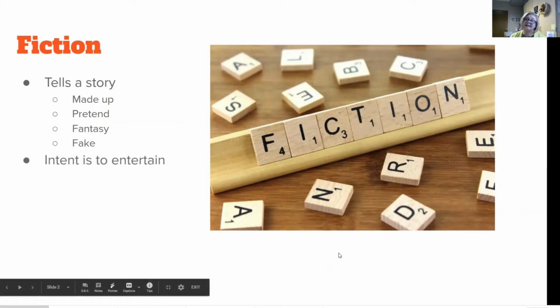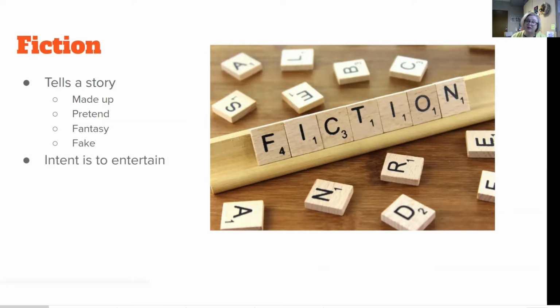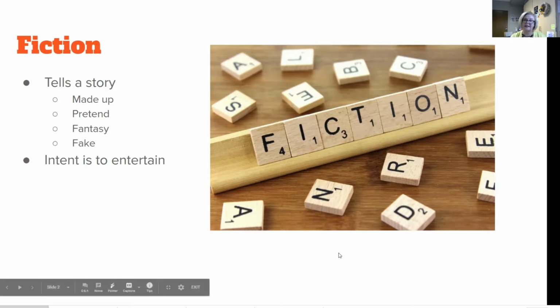Fiction has the intention to entertain the reader. That means it's going to tell you something that's going to make you feel a certain emotion, or it's going to continue a storyline that you are familiar with already.